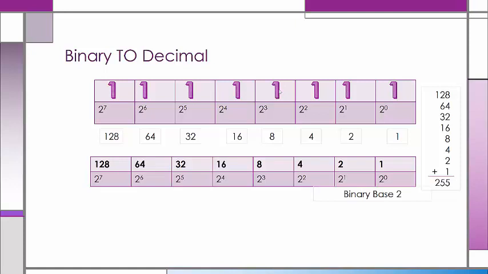So in the next video, we're going to watch and see how we can turn a decimal into a binary number. See you there.